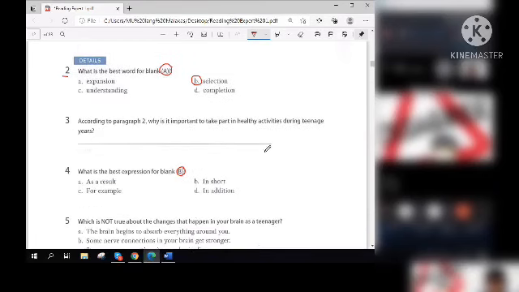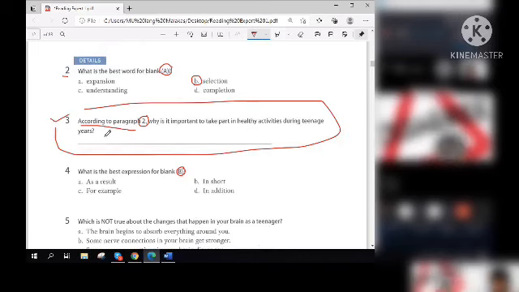Next one, number three. Okay, so you need to give me a selection of words here. According to paragraph two, why is it important to take part in healthy activities during teenage years? Also, I said that a while ago. That one. Okay, very good then. But can you rephrase it? Because the brain cells and nerve connections that are used the most become stronger, while those that are used the least die off. Okay, perfect. Good job. You got it.